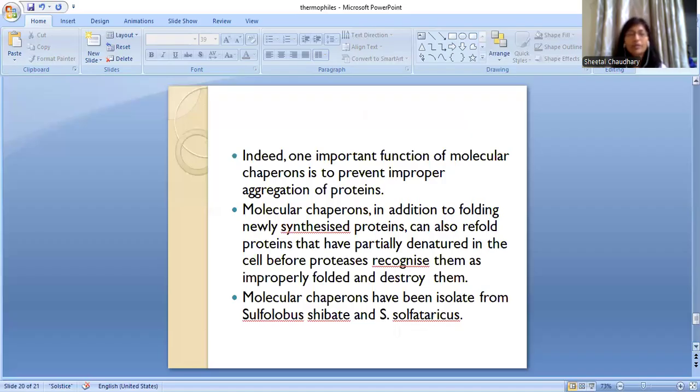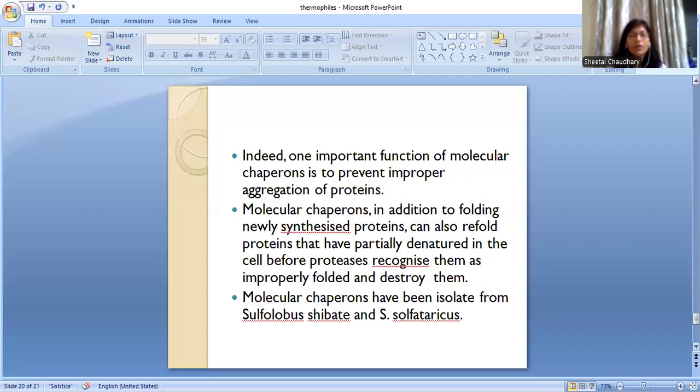Indeed, one important function of the molecular chaperone is to prevent improper aggregation of proteins. Molecular chaperones, in addition to folding newly synthesized proteins, can also refold proteins that have partially denatured in the cell before proteases recognize them as improperly folded and destroy them. Molecular chaperones have been isolated from Sulfolobus shibatae and Sulfolobus solfataricus.